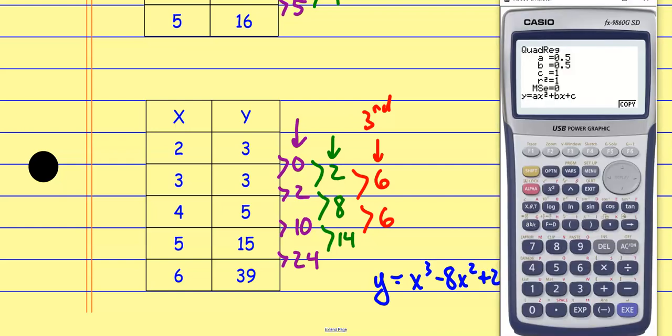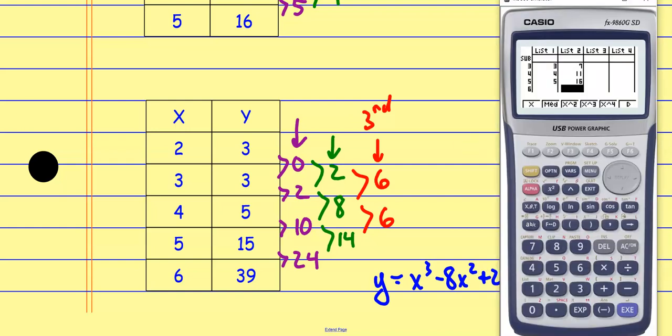Casio, folks, same thing. Exit out of here. Hit the exit button. Brings you back to this guy. Put these new values in. And I know it's a third degree, so I go to the F4, which is the third degree. And I forget how high this one goes. Yeah, that one, the same thing. It only goes to x to the fourth.